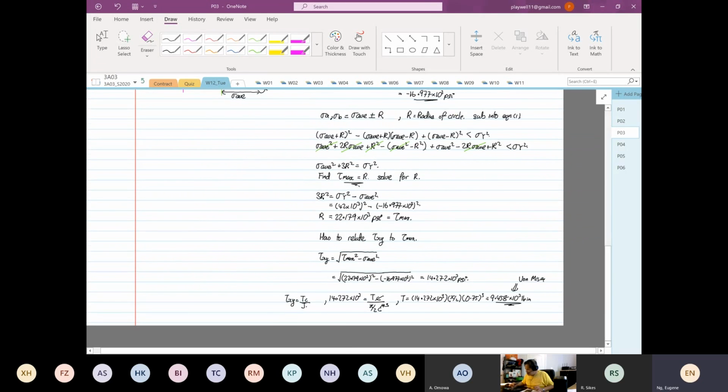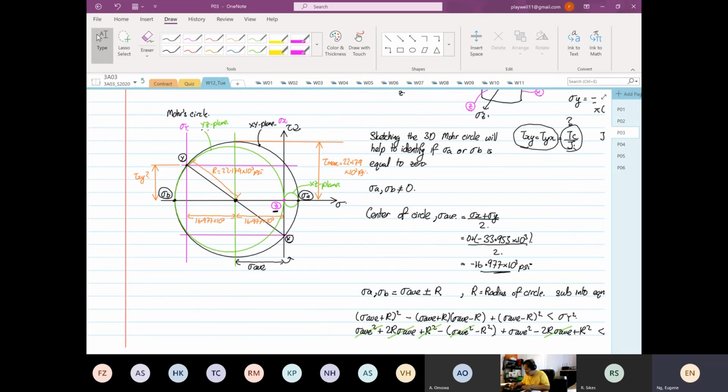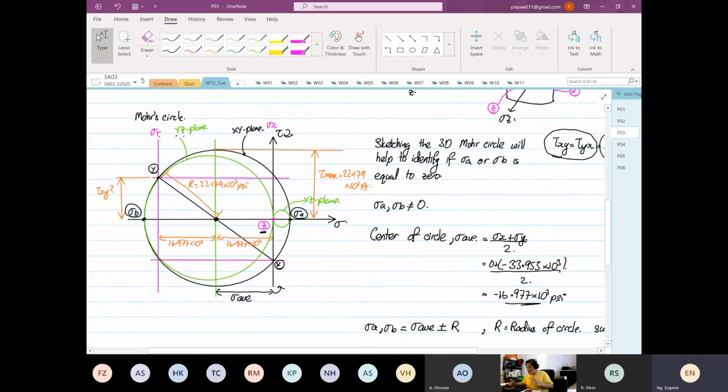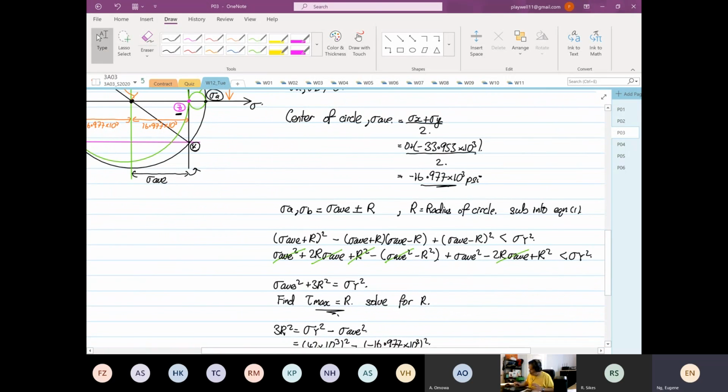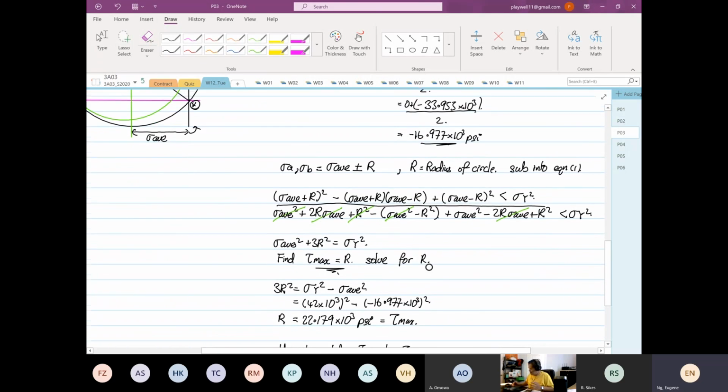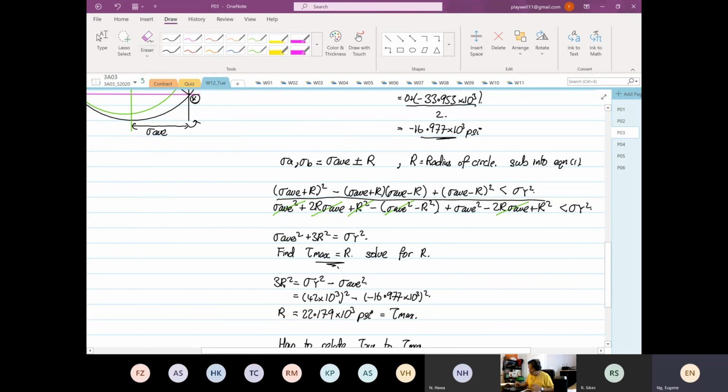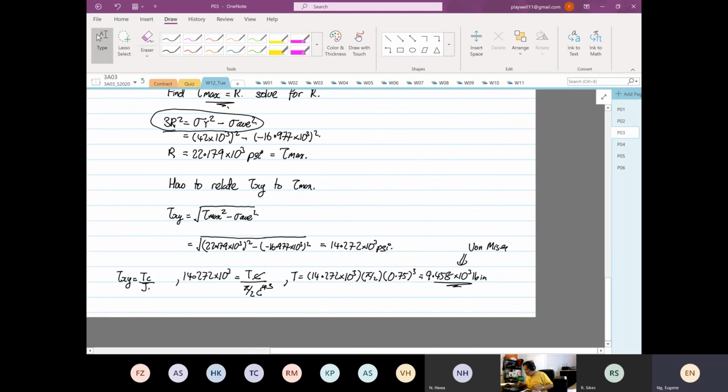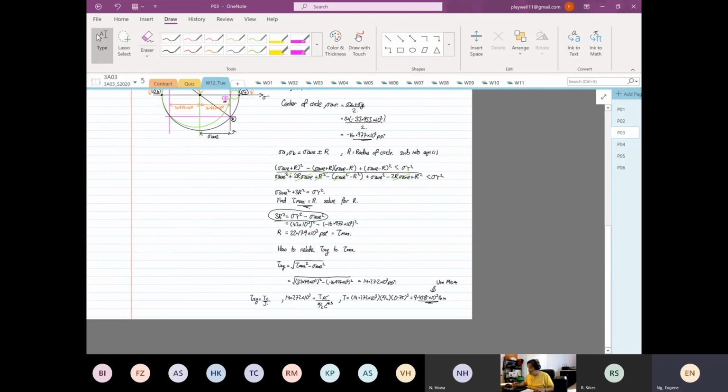So the part that is very critical over here is that you have to construct your Mohr circle first. Then you can easily visualize if stress A or stress B is equal to 0. If not, you apply the von Mises criteria. You don't need to do this step in your exam. You can come immediately to this stage. So from here, you found that your torque based on von Mises is equal to 9.458. Okay, nothing difficult.